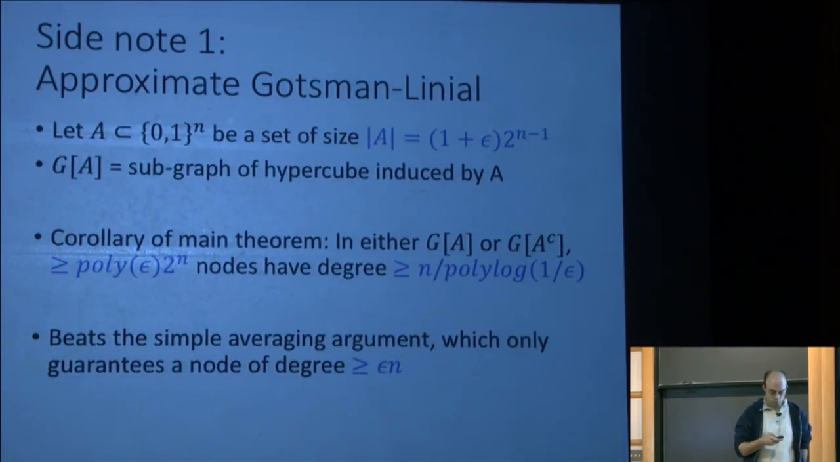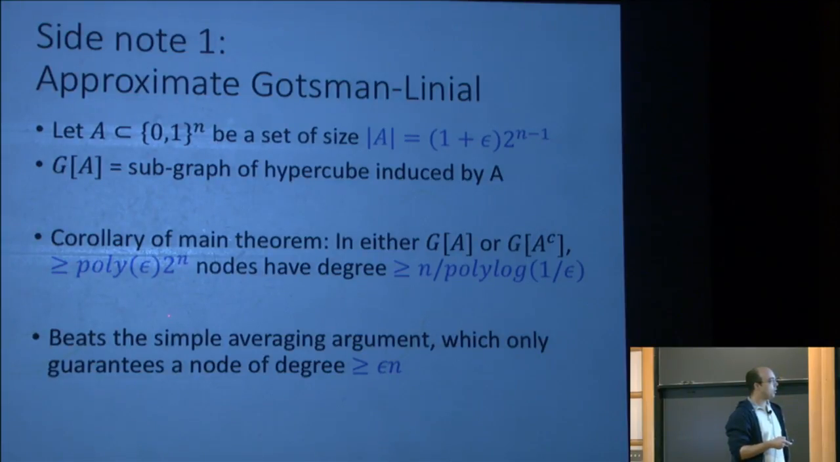So here's the setup. Let's say we have a subset of the Boolean cube, and its size is 1 plus epsilon times half the cube. Again, we define G of A to be the subgraph of the hypercube induced by A. Here's a direct corollary of this theorem. I'll show you the proof in the second half, if you're interested. So either here or in its complement, there are many nodes that have high degree.